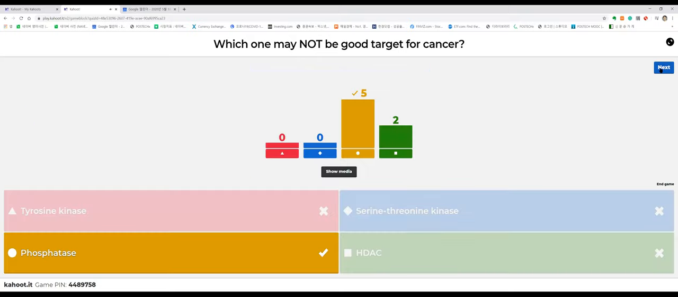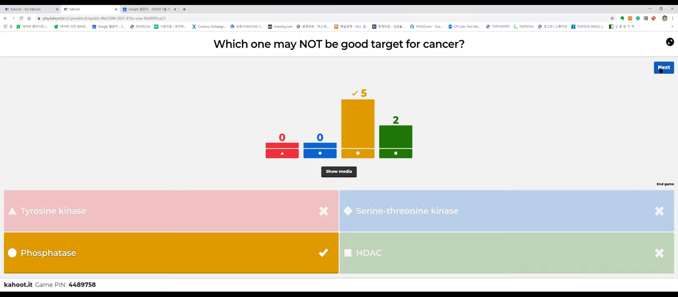Okay. Definitely the kinase may not be the answer. And the opposite one is a phosphatase. Phosphatase is removing phosphate. It's the opposite activity of a kinase. So phosphatase is usually not a cancer target. It can be a different disease target, like diabetes or other diseases, not cancer.